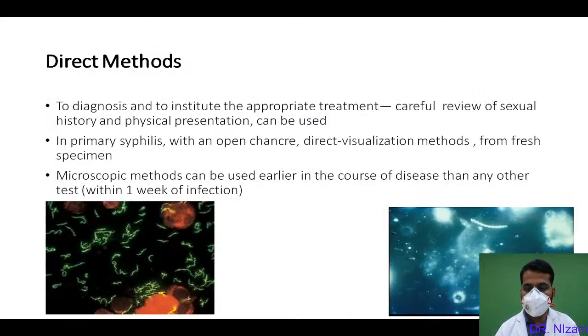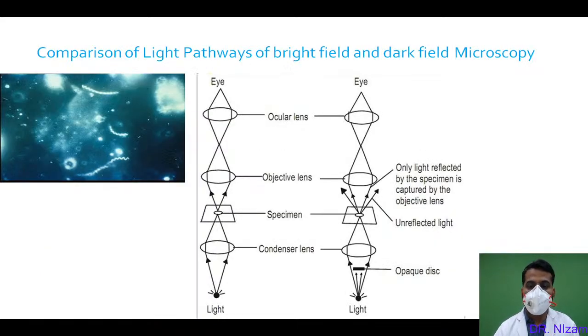So this right is the diagram regarding dark field microscopy. The principle is that there will be an opaque disc which will allow the light from the periphery directly onto the specimen, and then the objective lens. Only the light reflected by the specimen is captured by the objective lens, and thereby enhances the visualization of the organism.